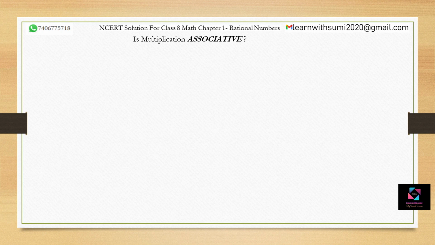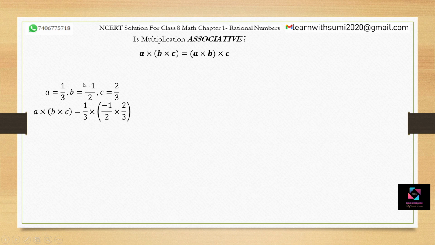Is multiplication associative? If it is associative, then it must satisfy the following condition, that is (A multiplied with B) multiplied with C is equal to A multiplied with (B multiplied with C). So let's check with an example. A is equal to 1 by 3, B is equal to minus 1 by 2, C is equal to 2 by 3. When we multiply in the order of LHS, we will multiply B into C first, then with A. So let's check.